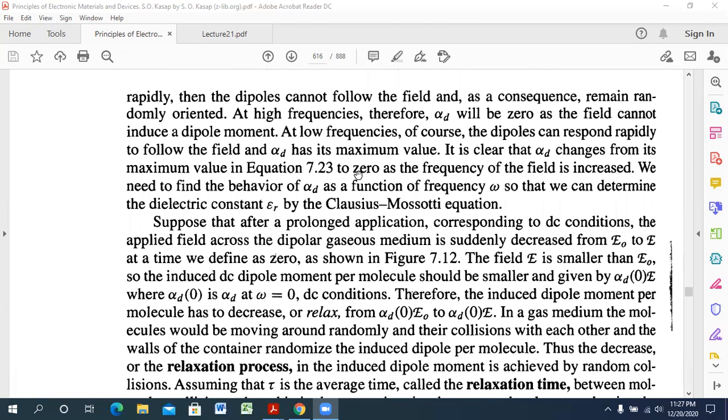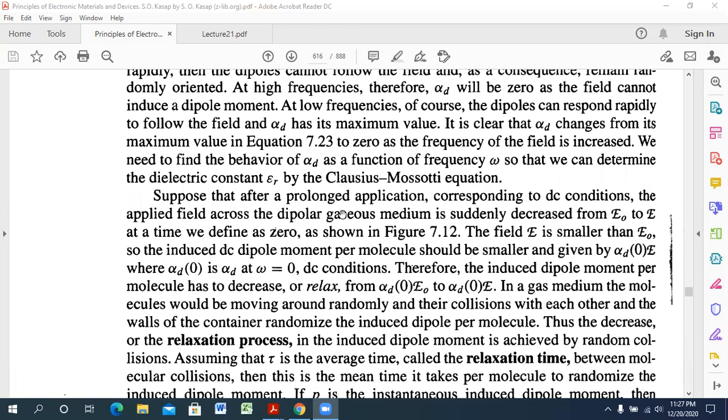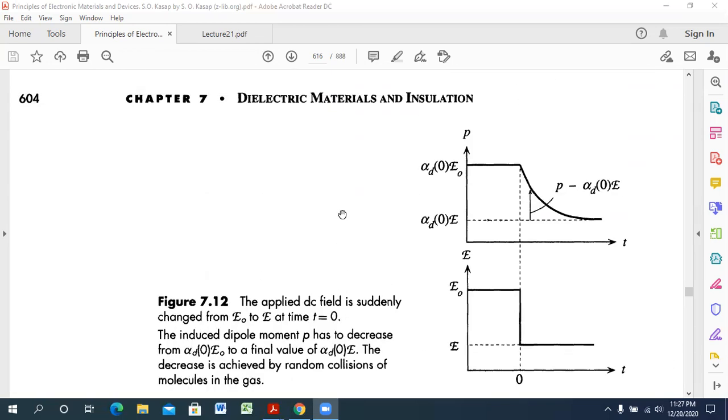We know the formula for the Clausius-Mossotti equation, and we have also derived it in our previous classes. What we actually need to learn here is this alpha d zero. What does this term mean? This term means the value of the constant alpha d at zero frequency.